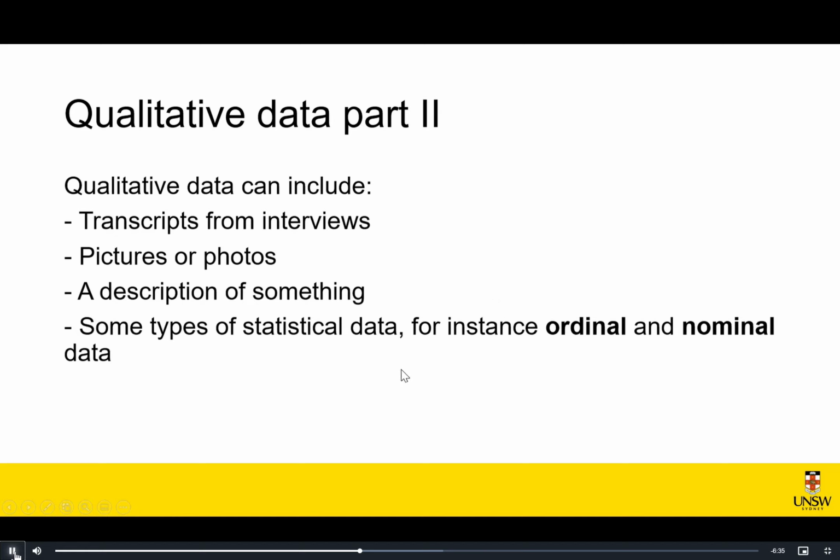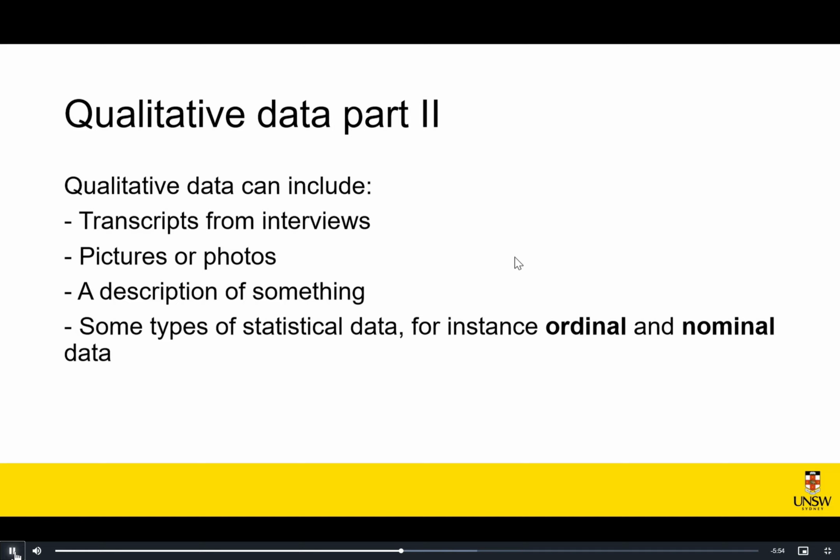Some types of statistical data can be qualitative. It's any ordinal or nominal data is considered qualitative. Ordinal data refers to anything where you can say that something is greater than something else, but the magnitude of how greater that thing is isn't discussed. So, for instance, for my personal thing, let's say that I like eating chocolate and I also like eating toast. And I say that I prefer eating chocolate over eating toast, and I like eating both of those more than Brussels sprouts, let's say.